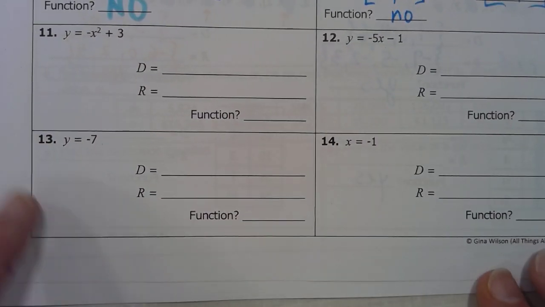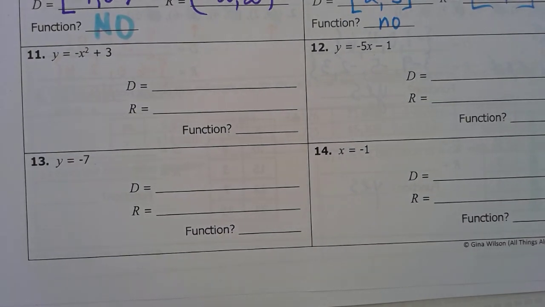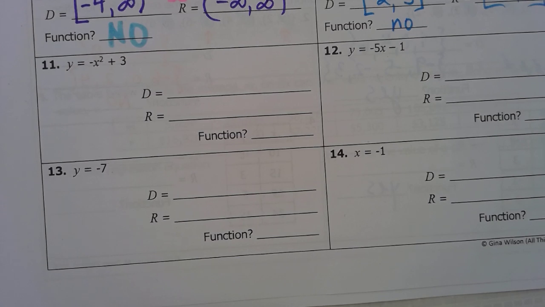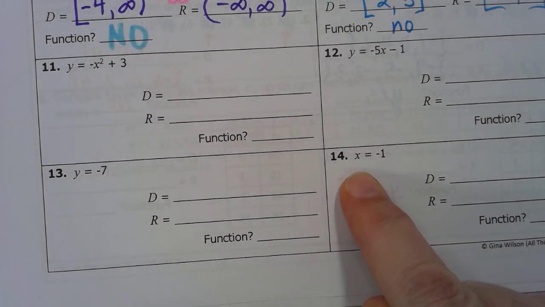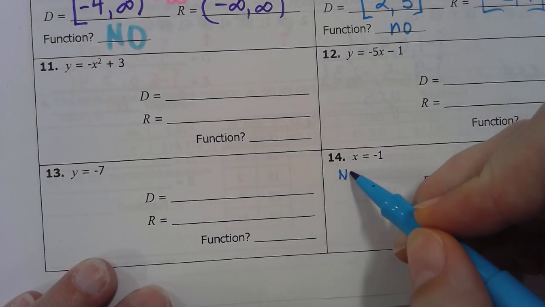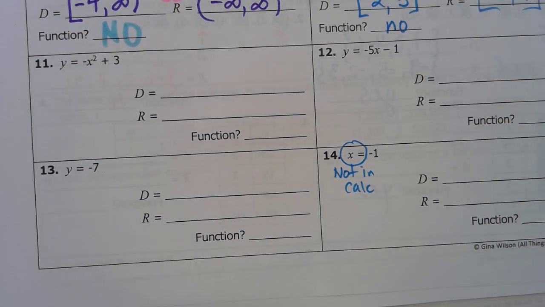So which one of these, Kanaya, can't go into our calculator? Which one of these can we not put into our calculator? Why? Because it says x equals, not y equals, right? So this is not in the calculator. Because of the x equals, we can't do that. As long as it says y equals, we can type it here.